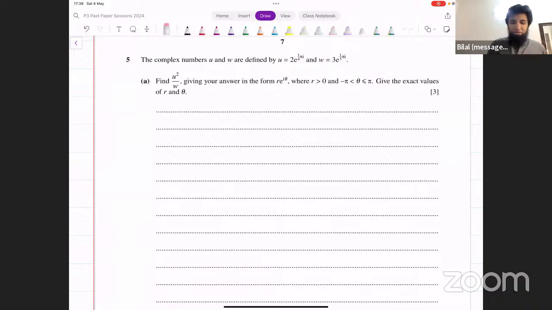Now you just have to divide these two numbers, u squared and w. Let's actually evaluate u squared first. 2e raised to the power pi over 4 i. You have to square this. What does that give you? 2 squared, that's going to be 4. Power gets multiplied with this power, right? 2 times pi over 4, what's that going to give you? Pi over 2. Pi over 2 i. That's u squared. Then w is already given there. So what is u squared over w going to be like?